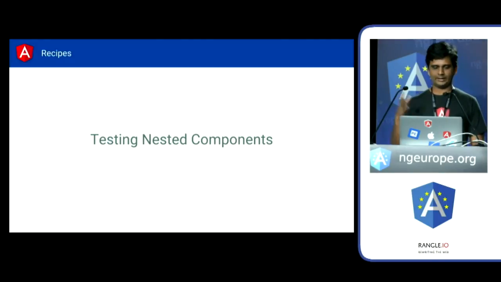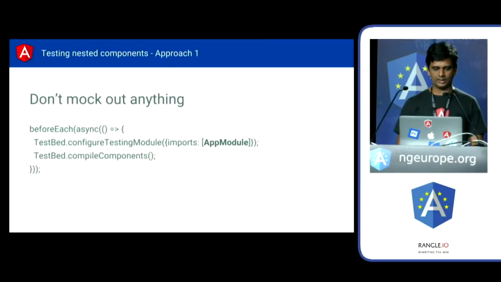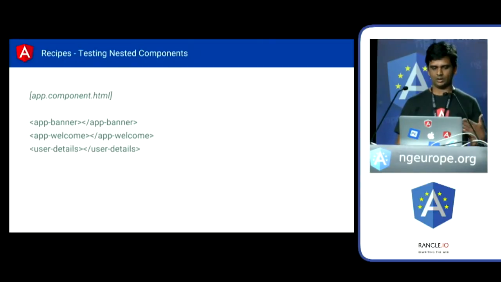I don't have a plunker. I didn't get the time to do a plunker for this one. But essentially, this is a common scenario that you encounter. You have your component, and it has 3 other components. I mean, that's the whole point of components, right? So how would you test this super component that has all these components within it?